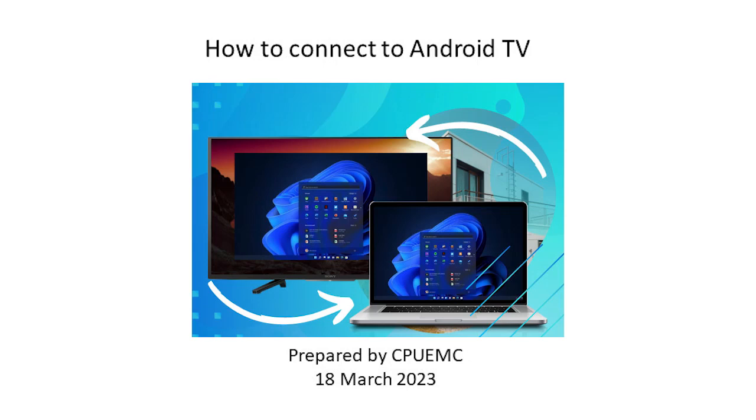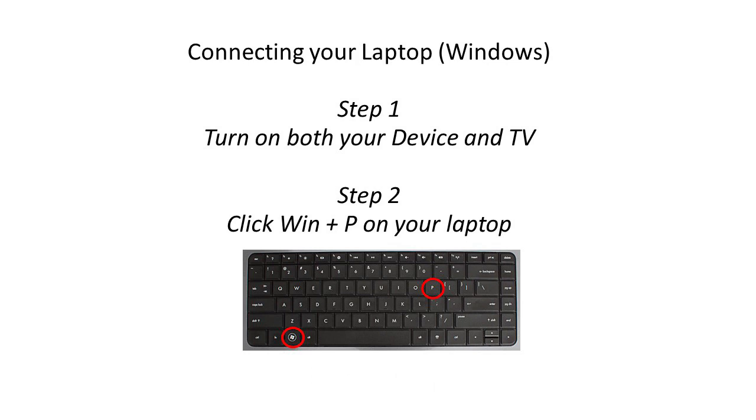How to connect your laptop, cell phone, or tablet to your Android TV. Laptop method. Step 1. Turn on both your device and TV. Step 2. On your laptop, press and hold the Windows logo and click P.